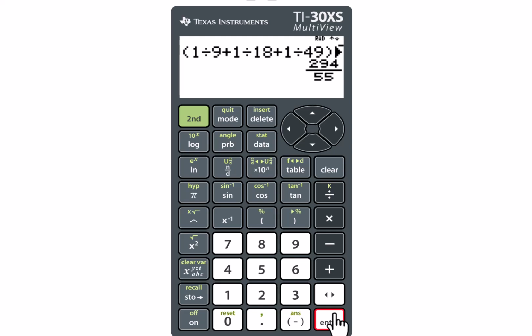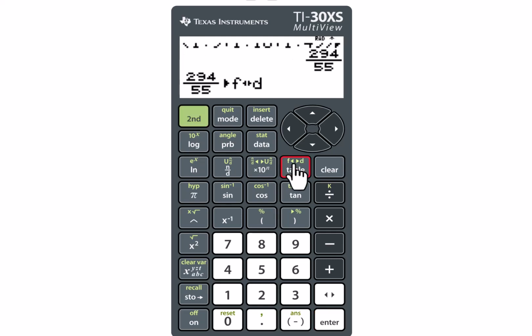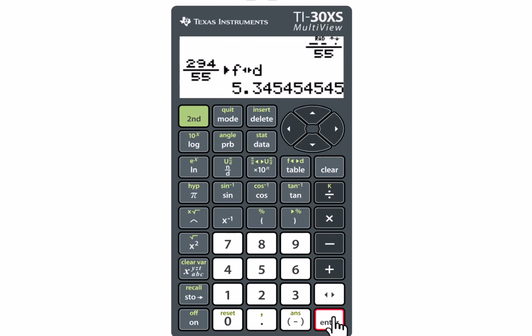I can change that back to a decimal by hitting the second and then the FD, that means go back and forth from fraction to decimal. It says it's 5.345. But we said we want our answer with 2 decimal places, so we'll make that 5.35.